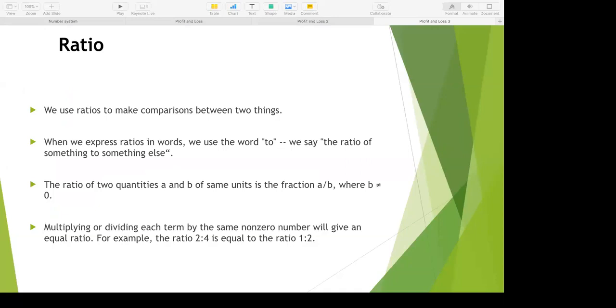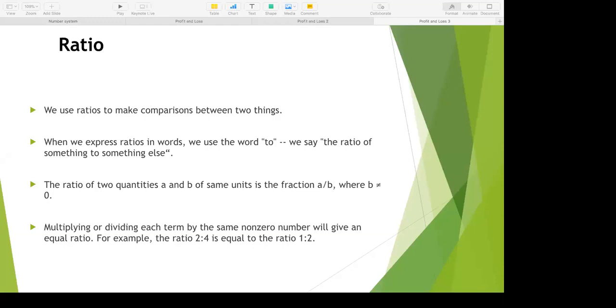The ratio of 2 quantities A and B of the same units is nothing but the fraction A by B, where B is not equal to 0. Because if in a fraction anything is 0 in the denominator, then that is not defined. Anything divided by 0 is not defined in mathematics. And the last point is saying that multiplying or dividing each term by the same non-zero number will give an equal ratio. So for example, the ratio 2 by 4 is equal to the ratio 1 by 2. Okay, so these are some simple points of ratios.